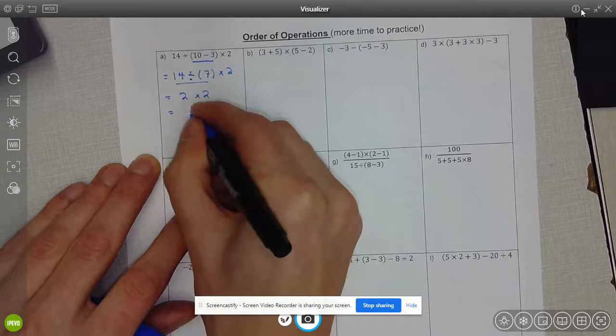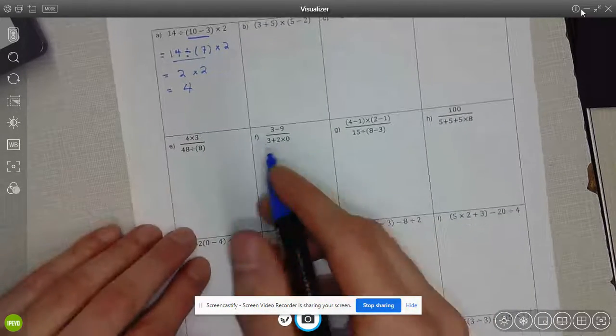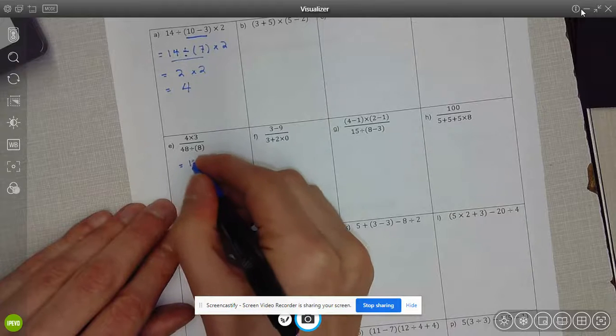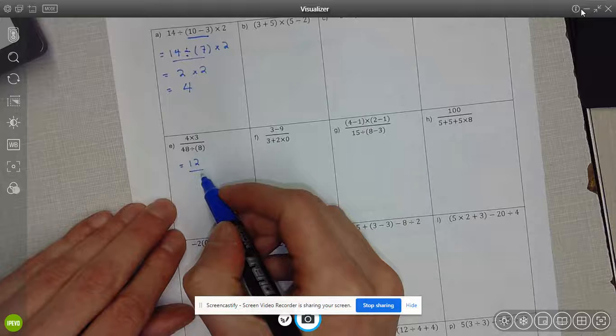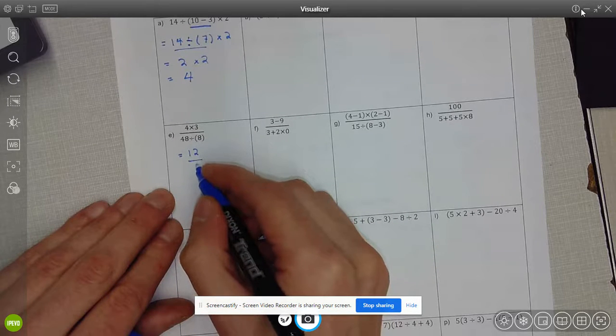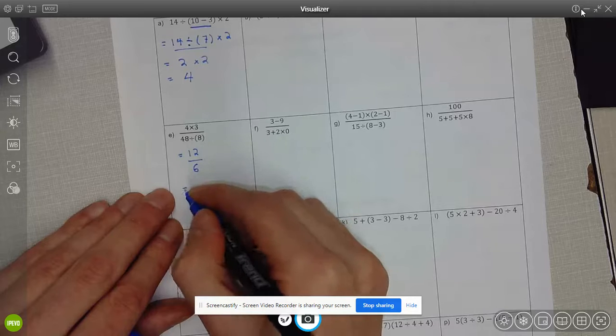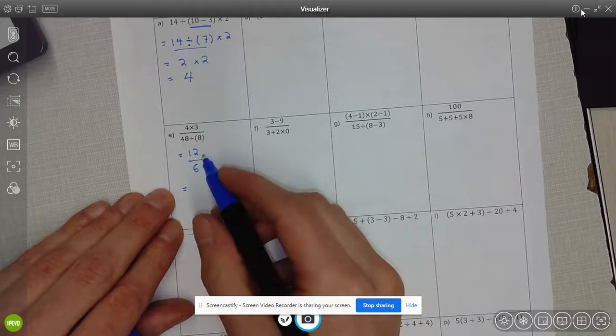Okay, so we're going to work with brackets. We're going to work with fractions. Remember, treat the top and the bottom almost as separate problems. 4 times 3 is 12 on the top, on the numerator, and the denominator, 48 divided 8 is 6. Once I have one number top and bottom, that's when I have to divide. 12 divided 6 is 2.